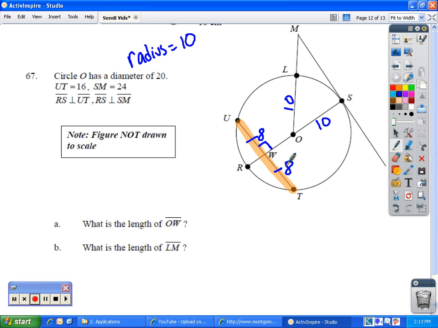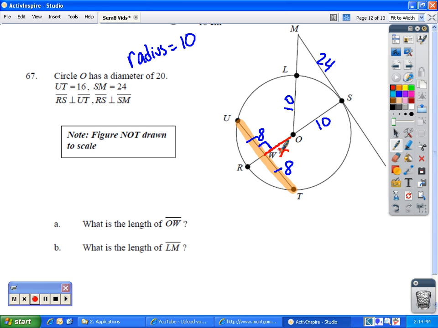Last but not least, I know that SM is 24. From here out to here is 24 units long. SM is a tangent, or part of a tangent line, and that might be useful too. Okay, so first of all, we want to know, what is the length of OW? So OW is this little part right here, and that's the part we're going to try and find.